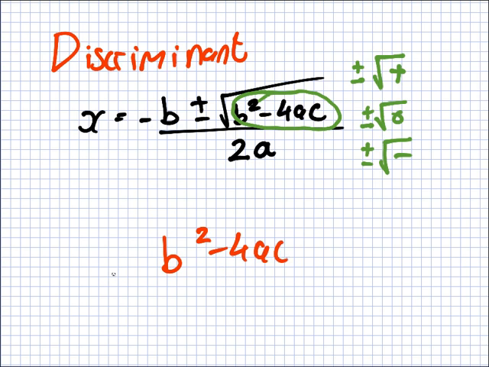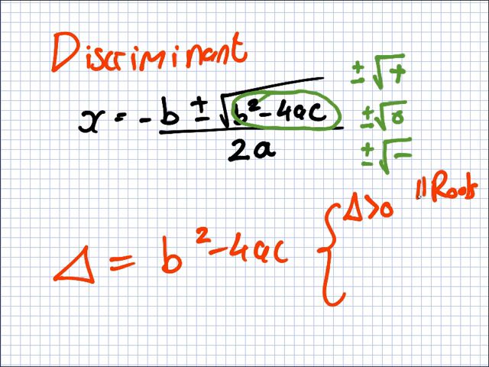Now you can use the letter D or the letter delta, and the meaning is like this. If the delta is positive, that means the number of roots is 2. If the discriminant is 0, then the number of roots is 1. And if it's less than 0, that means no real roots.